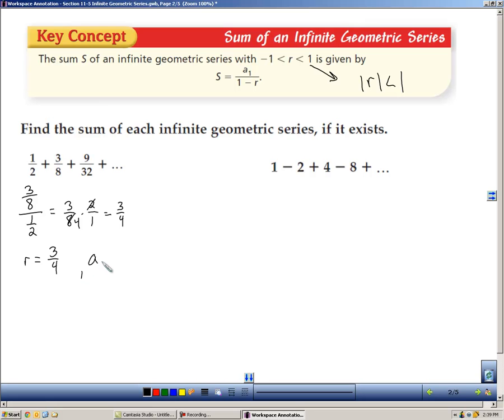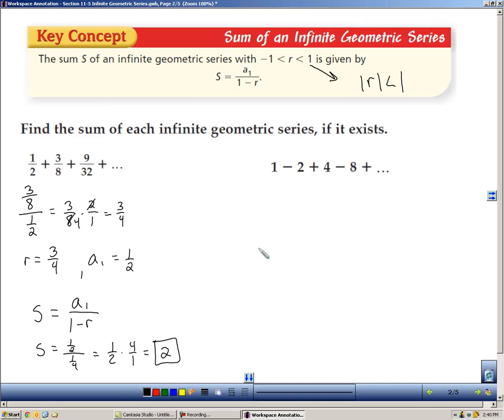We also know that a sub 1, the first term, is 1/2, and we're going to use that information to find the sum. So here the sum equals 1/2 over 1 minus r. My r is 3/4. If I do 1 minus 3/4, I get 1/4. So that's 1/2 times 4 over 1, which is 2. So the sum of this series is 2.